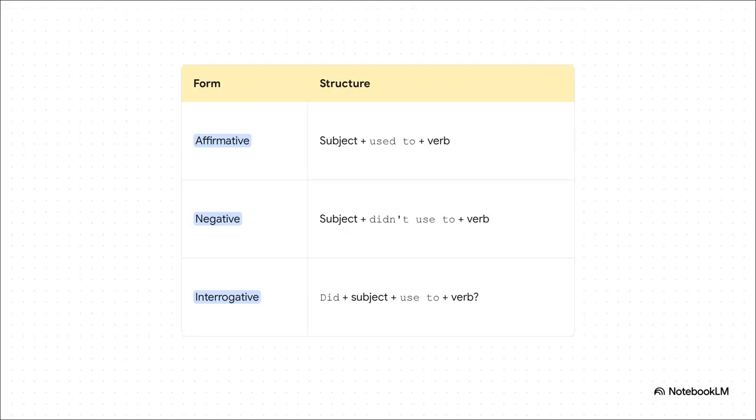Now, take a close look at the grammar. You see that key detail? When you make it a question or a negative, the D on used just disappears. It becomes used to. Why? Well, because did and didn't are already doing the heavy lifting for the past tense. It's a small detail, but getting it right makes you sound so much more natural.